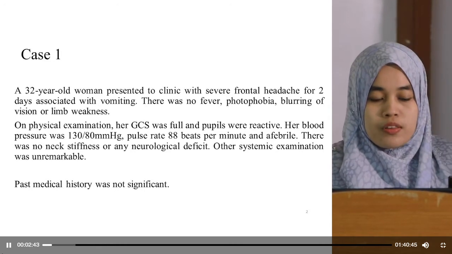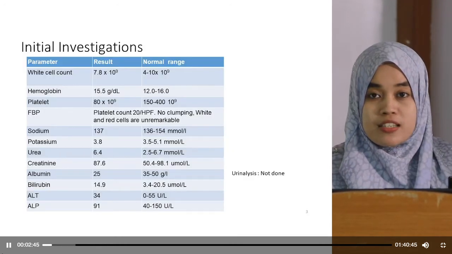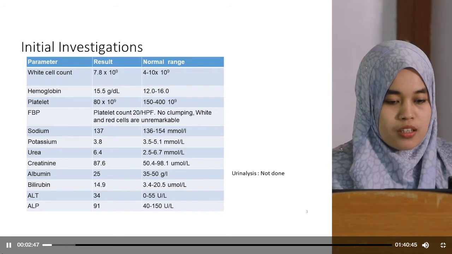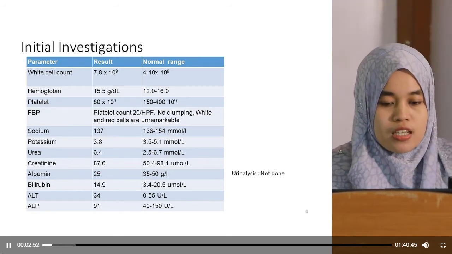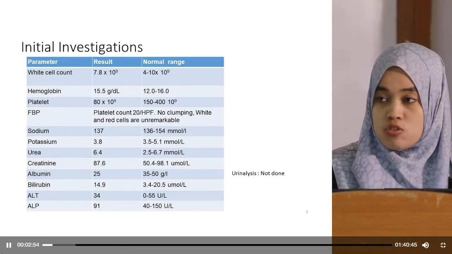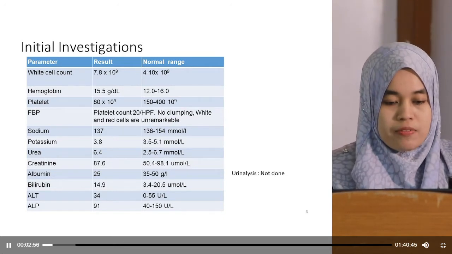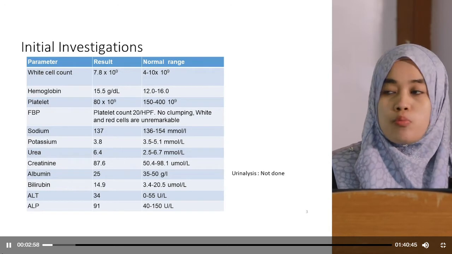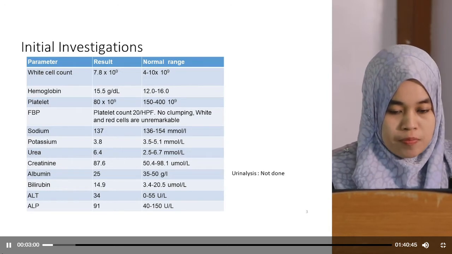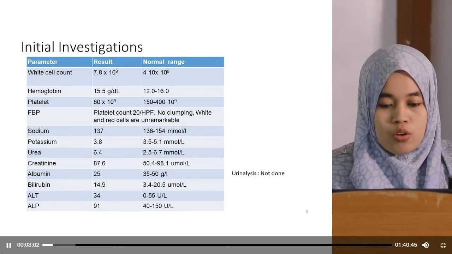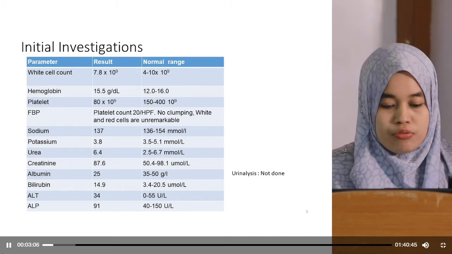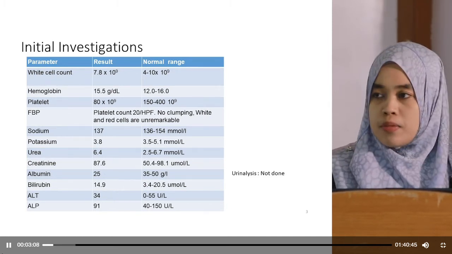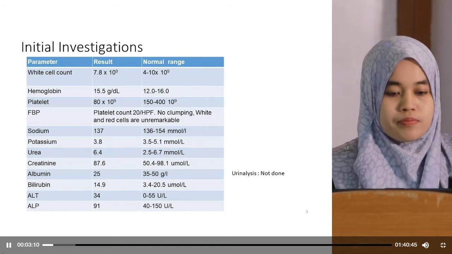So we proceed with the initial blood investigation. As you can see from here, we have the FBC, renal profile, and liver function test. So the only abnormalities noted from this initial blood investigation is the finding of thrombocytopenia, with FBP showed a platelet count of 20 over a high power field. And also there's hypoalbuminemia of 25, albumin 25. Otherwise, the other blood parameters seem to be normal.